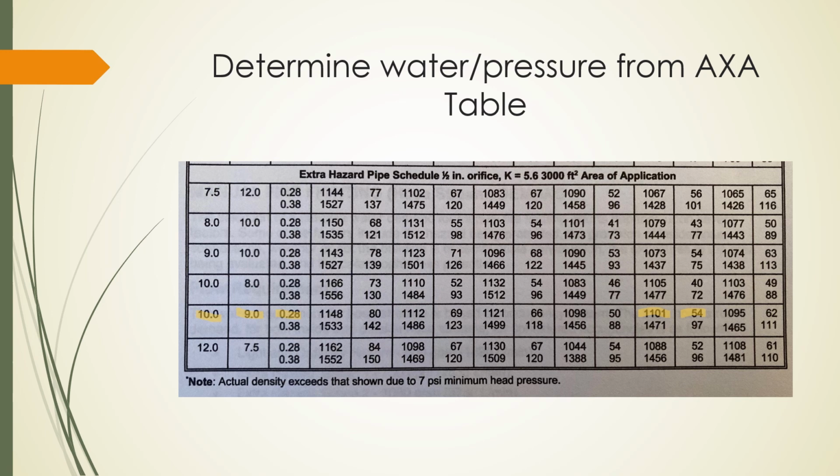If you recall, we determined that a woodworking operation was an EH1, extra hazard 1 occupancy, and would require a density of 0.28 GPM per square foot over 3,000 square feet. More to follow on that in upcoming presentations. So with our example above of 10-foot line spacing, 9-foot head spacing, 0.28 GPM per square foot density, we require within that 3,000 square foot design area a water supply of 1101 GPM at 54 psi.